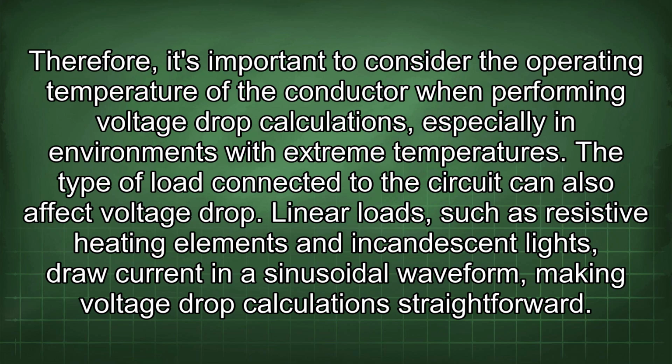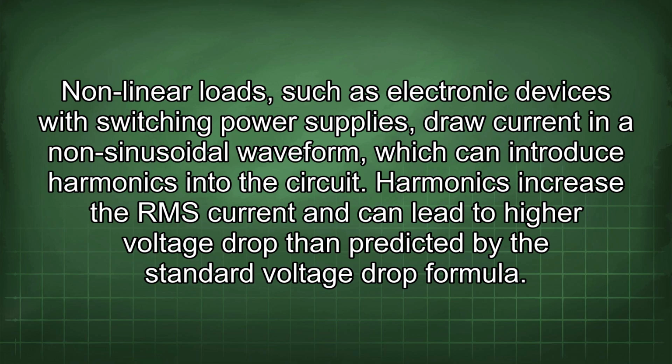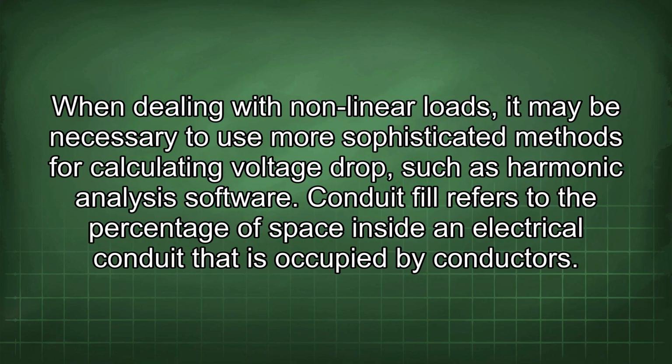The type of load connected to the circuit can also affect voltage drop. Linear loads, such as resistive heating elements and incandescent lights, draw current in a sinusoidal waveform, making voltage drop calculations straightforward. Nonlinear loads, such as electronic devices with switching power supplies, draw current in a non-sinusoidal waveform, which can introduce harmonics into the circuit. Harmonics increase the RMS current and can lead to higher voltage drop than predicted by the standard voltage drop formula. When dealing with nonlinear loads, it may be necessary to use more sophisticated methods for calculating voltage drop, such as harmonic analysis software.